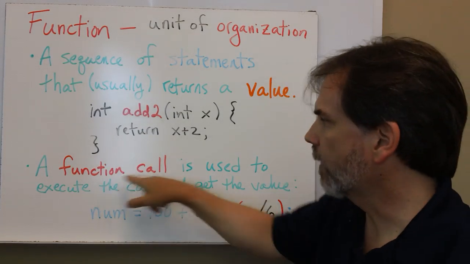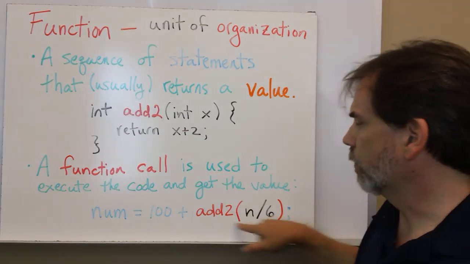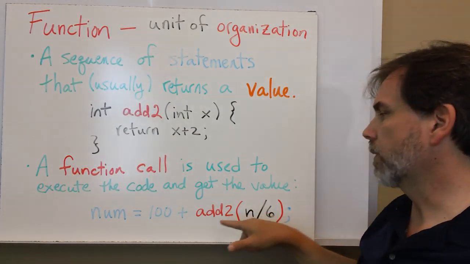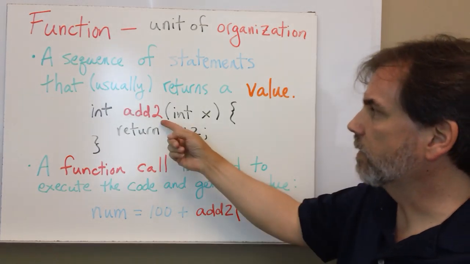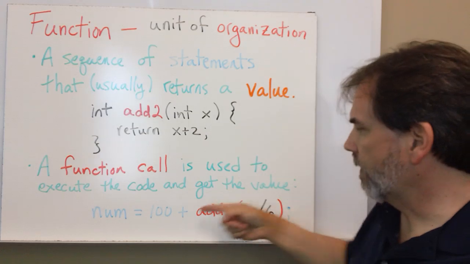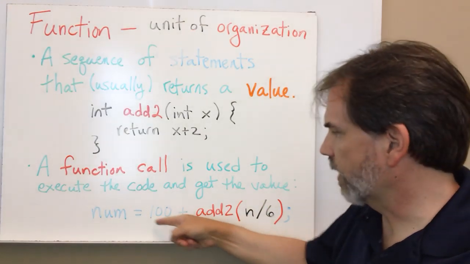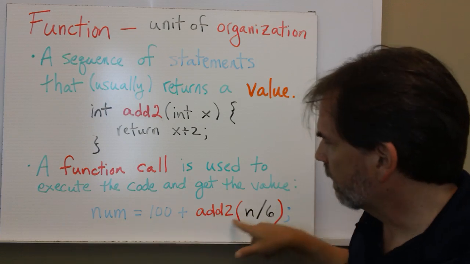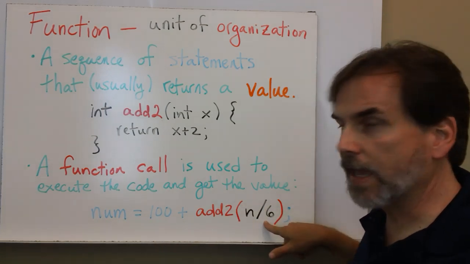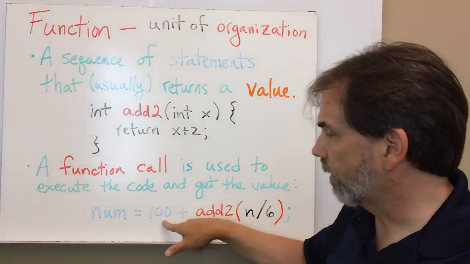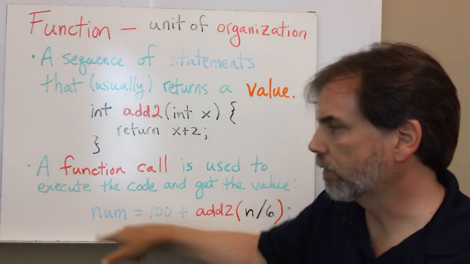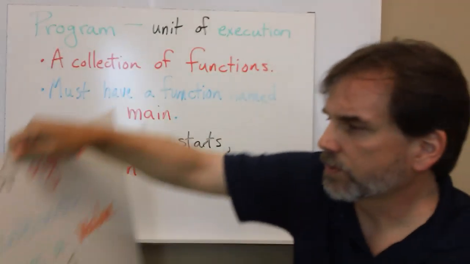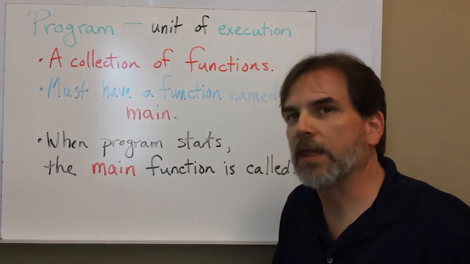To make that happen, we do a function call. So somewhere in the program, we call add2 with some value here. A value is an expression, so any expression can be in these parentheses here. So we're computing the value n divided by 6. We're giving it to the add2 function. We're adding 2 to it, and that returns a value here. So this is an expression, operator, expression, operator. Semicolon makes it a statement. So this is a statement that calls the add2 function with the value that we get from dividing n by 6. We add the result to 100, and we assign that result to the variable num. This is an example of a function call.